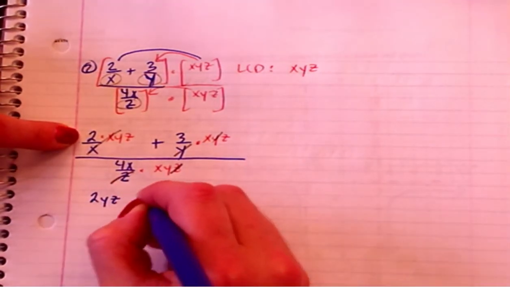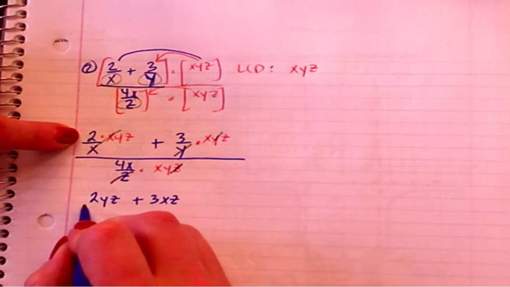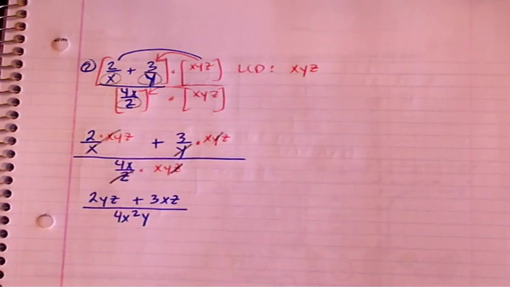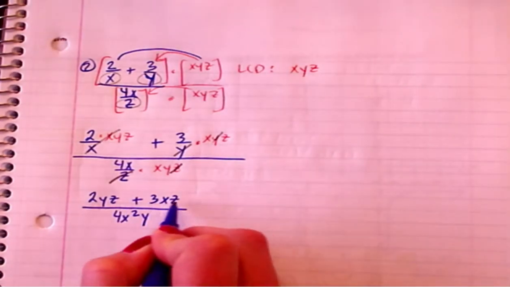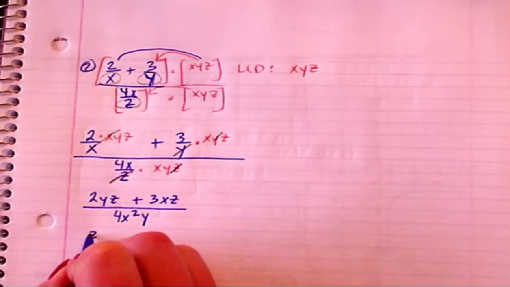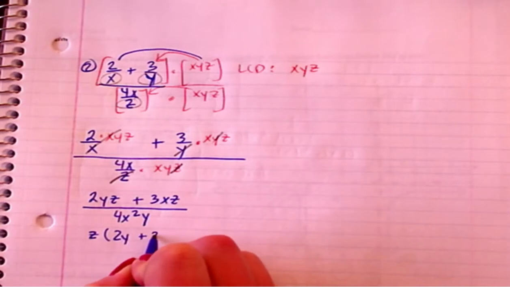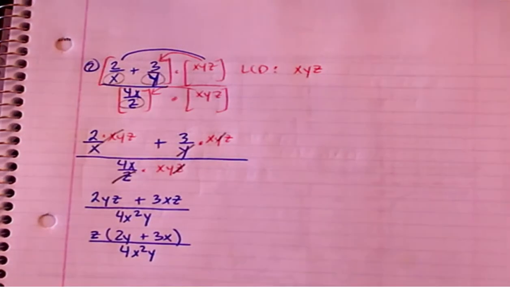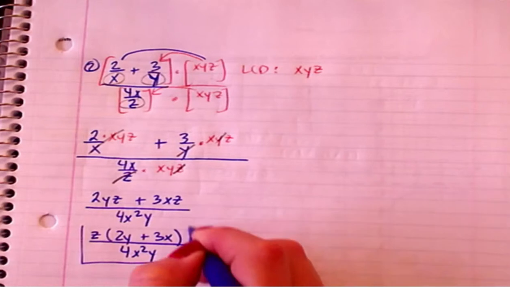Two yz plus 3xz all over 4x squared y. The hard part is knowing when to stop. Can I reduce that? Well, do you have any common factors? I see a common z. But I don't have a common z on the denominator, so there is no reducing.